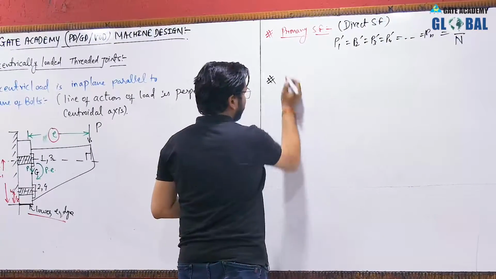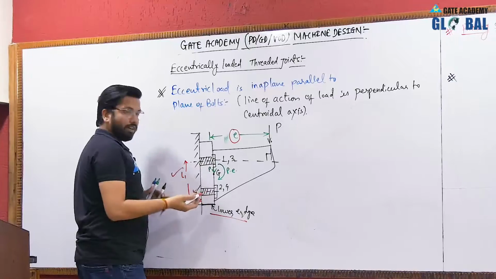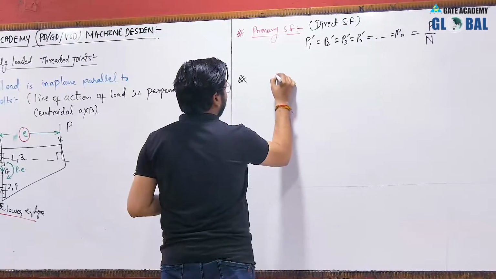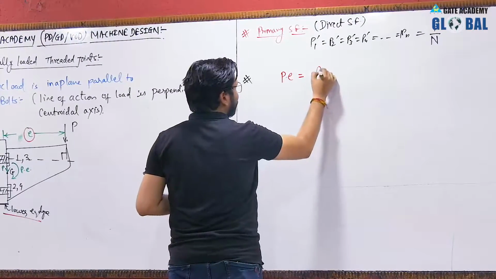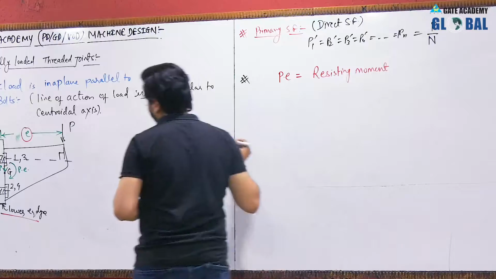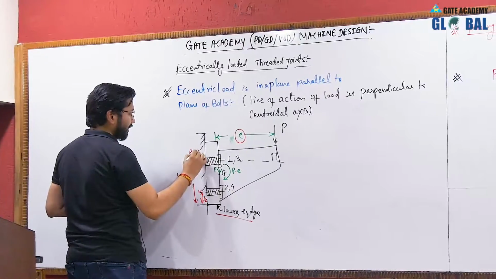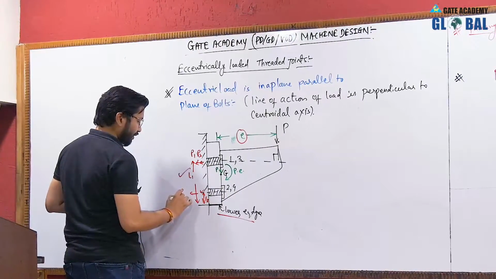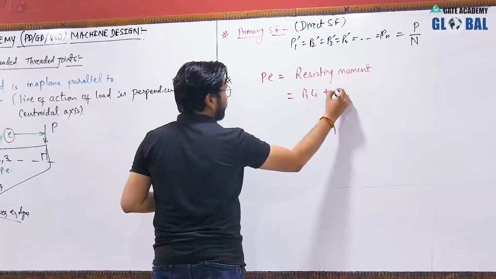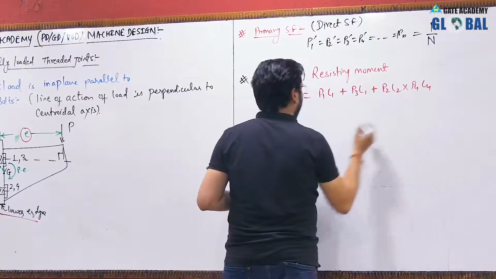Now as you can see, this is the external moment, and these bolts will try to resist the rotation. Hence we can write the external moment P into E is equal to the resisting moment, and the resisting moment can be calculated very easily. Let us say here we have resisting forces P1 and P3, and here we have resisting forces P2 and P4. So from here we have P1 into L1 plus P3 into L1 plus P2 into L2 plus P4 into L4.